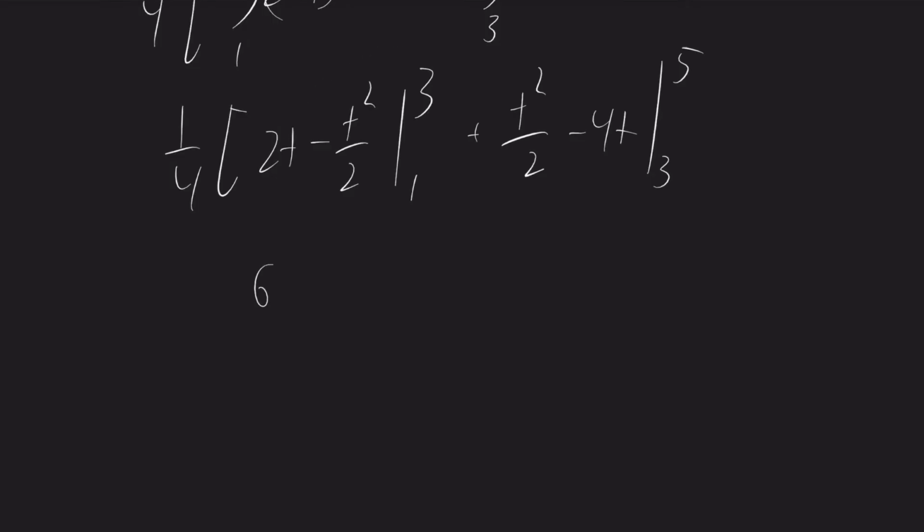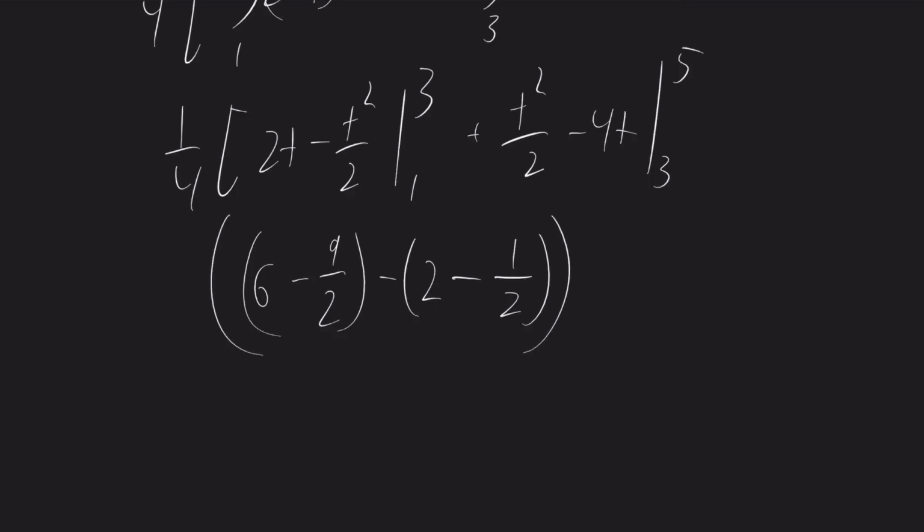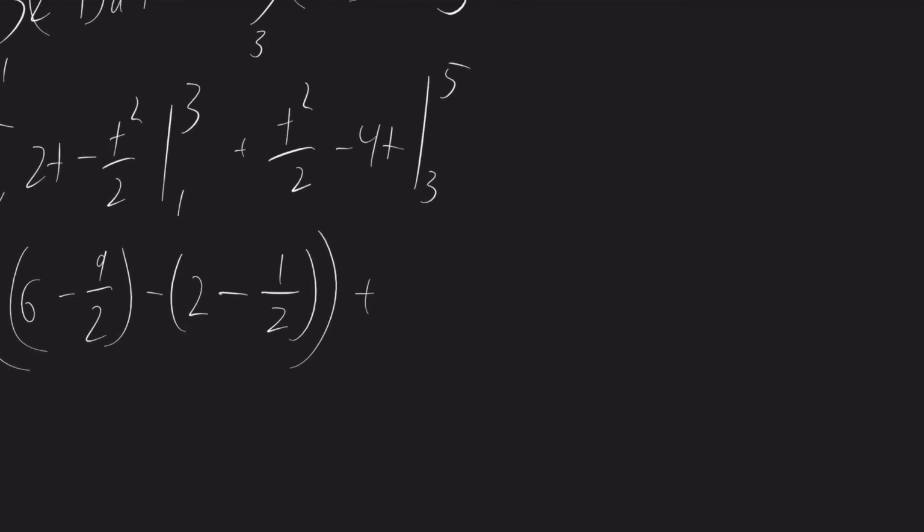2 times 3 will be 6. 3 squared is 9. It'll be 9/2. Then it'll be minus, I'll plug in the 1, 2 times 1 will be 2. It'll be minus 1 squared will be 1 divided by 2. Then for this next one, we'll have 5 squared, which will be 25 divided by 2. Then 4 times 5, which is 20. Then I'll plug in the 3. We'll have 3 squared, which is 9. Then divide by 2. And then 4 times 3, which will be 12.